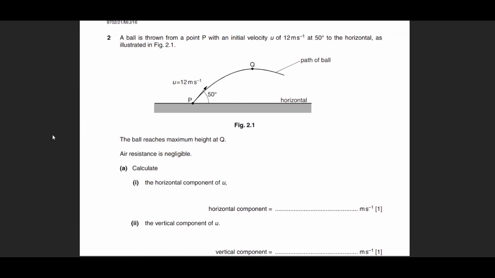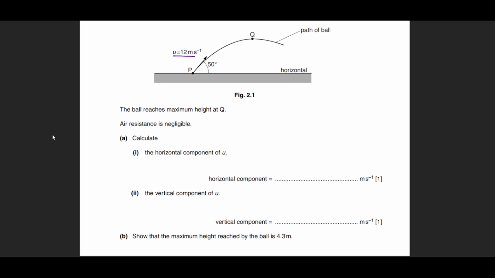Now we move towards a P2 type question. Initial velocity at an angle is given. He asks us the horizontal component of u. The horizontal component is going to look like this. So this will be very simply put, 12 cos of 50. I advise my students to calculate this completely and write that value over here so that we can use it later. So this is 7.7.